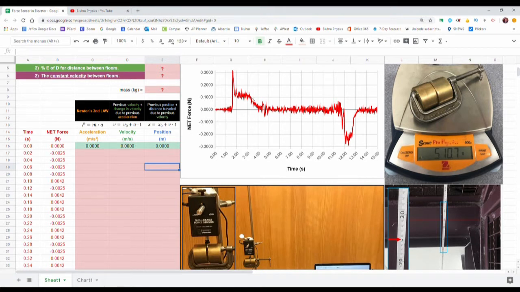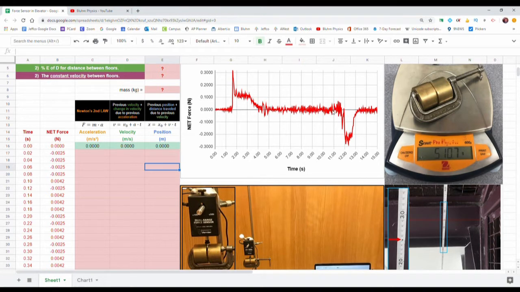And then it slowed down, and after maybe 2.5 seconds, it looks like the net force is hovering around zero. There's a lot of vibrations on this, and it's picking up all those vibrations. I would say that's a lot of noise in the signal, but we can still get really good results even with all that noise and vibrations.